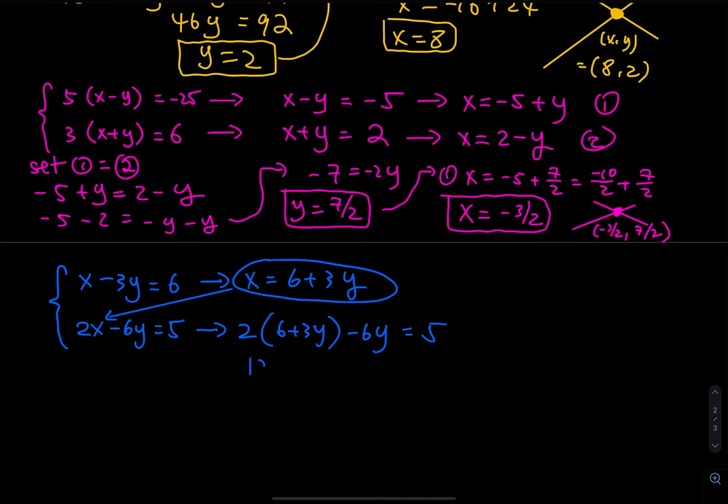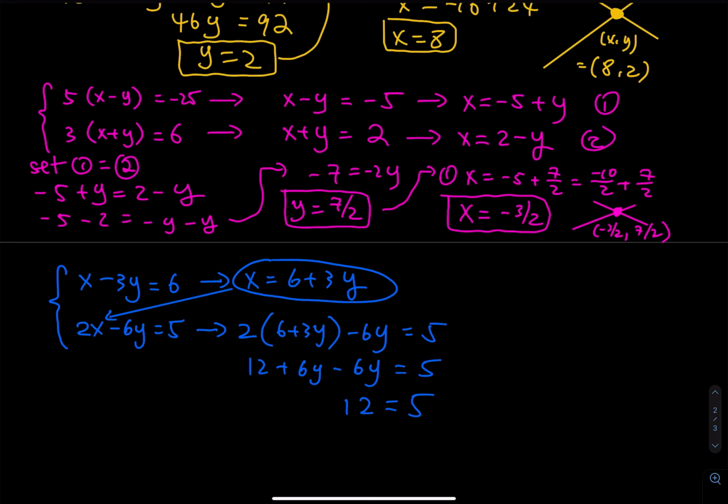Distribution. 12 plus 6y minus 6y. Okay, I see something strange. 6y minus 6y is gone, right? So we have 12 equals 5. Hey, is 12 equal to 5?